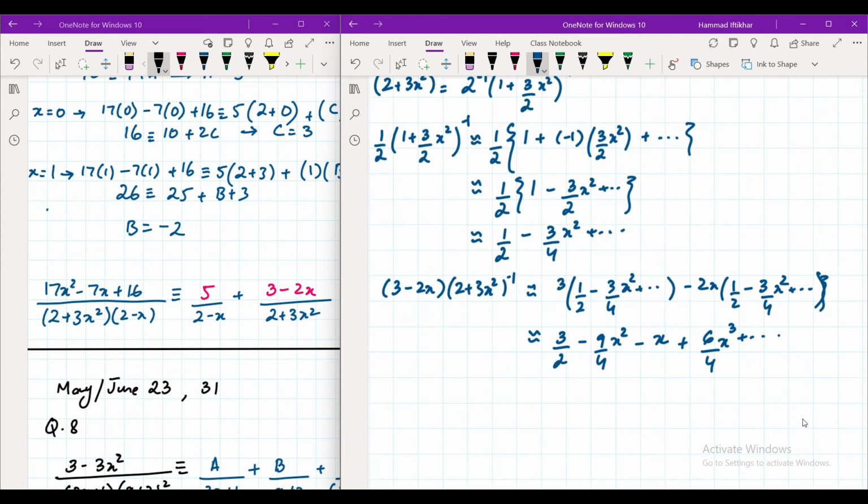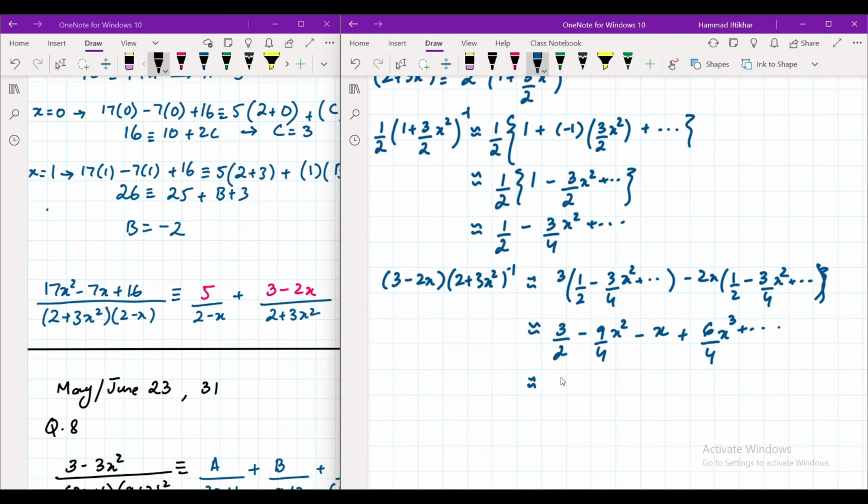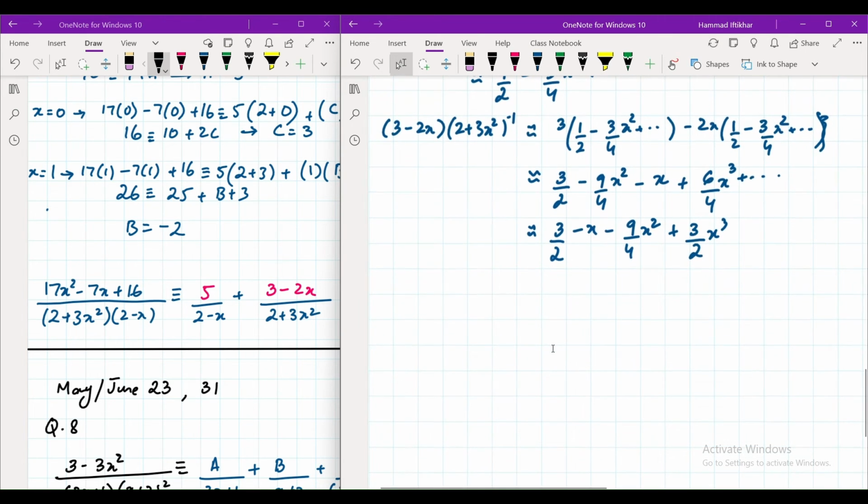So that's the expansion. If we want to write it in ascending powers, 3 over 2 minus x minus 9 over 4 x squared. 6 over 4 is just 3 over 2, so 3 over 2 x cubed. Right, okay. Now we need to add the expansions together.